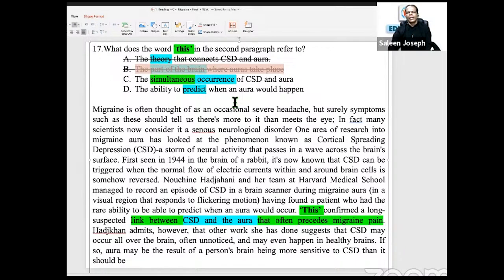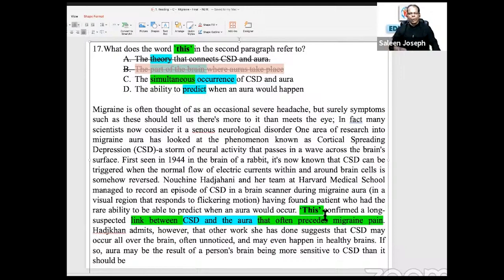And the ability to predict when an aura would happen. They speak something about it here, having found a patient who had the rare ability to be able to predict when an aura would occur. This can never be predicting. They are speaking about a patient who had the rare ability to predict. The ability to predict when an aura would happen. You can be confused here, but this referent will always be considered about the subject. Not about the object, about the subject.